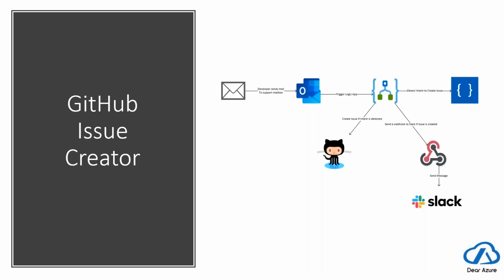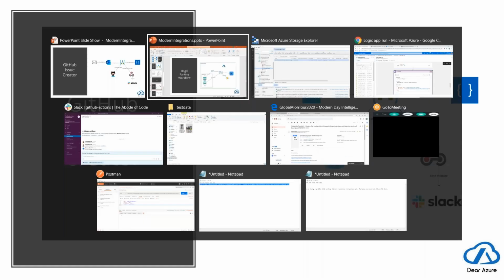And at the same time, once the issue is created, it triggers a mail or webhook, which puts a message onto the Slack channel, notifying the developer or administrator who is looking after all these repositories that an issue has been created on a particular repository. So that's the high level architecture. Let's see this demo in action. I'll just move back to the Azure portal again.